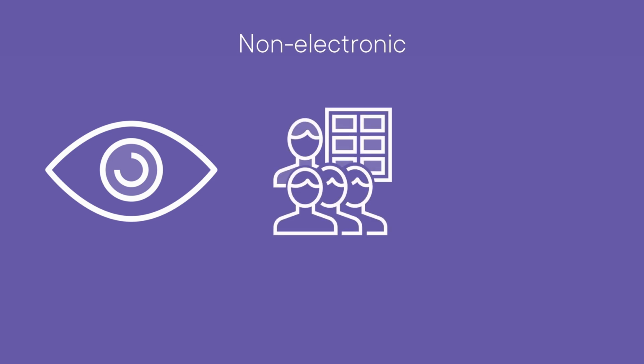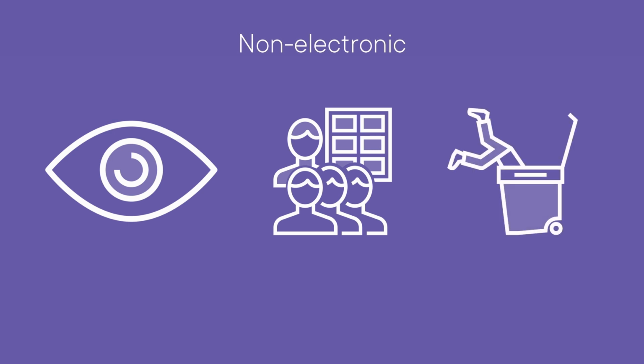We then have non-electronic attacks. This is where the attacker doesn't need any type of technology to crack a password. Things like shoulder surfing. That's where I just look over your shoulder as you type in a password. Or social engineering techniques. And of course, we've talked a lot about dumpster diving. Those are non-electronic attacks.